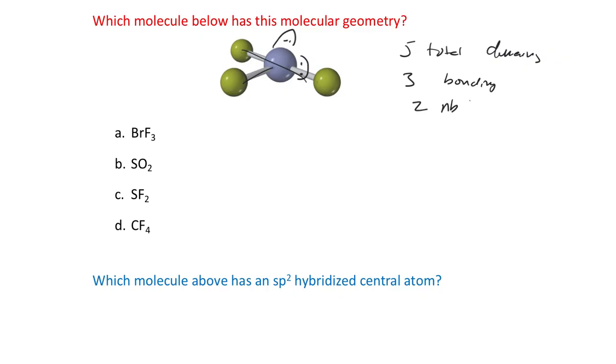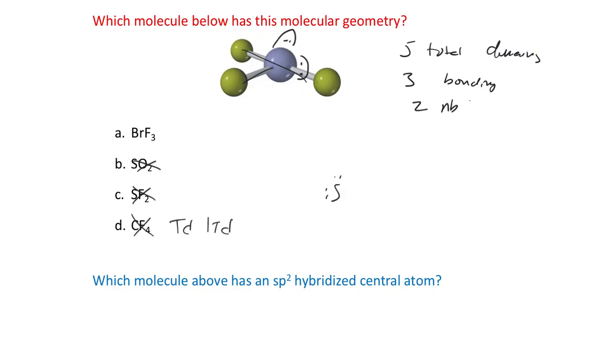And so I'm looking for a molecule that has 3 bonding domains, so it has to pair up with 3 things. So that's going to rule out SO2 and SF2 right off the bat because those only have 2 bonding partners, so those are only going to have 2 maximum bonding domains. And then CF4 can also be ruled out because it's going to have 4 bonding domains. So we know CF4 should also be tetrahedral, so tetrahedral domain, tetrahedral molecular geometry.